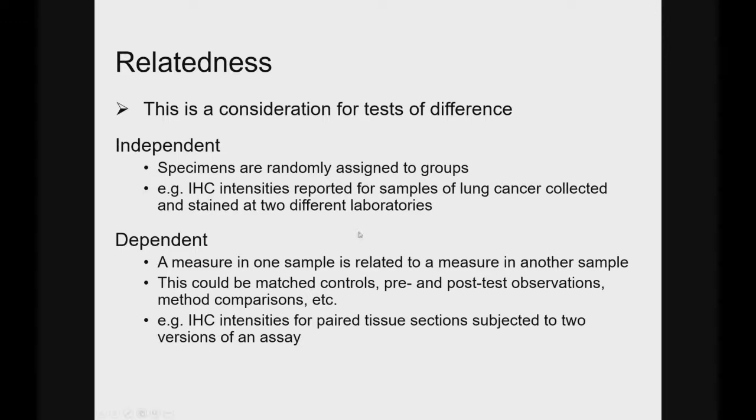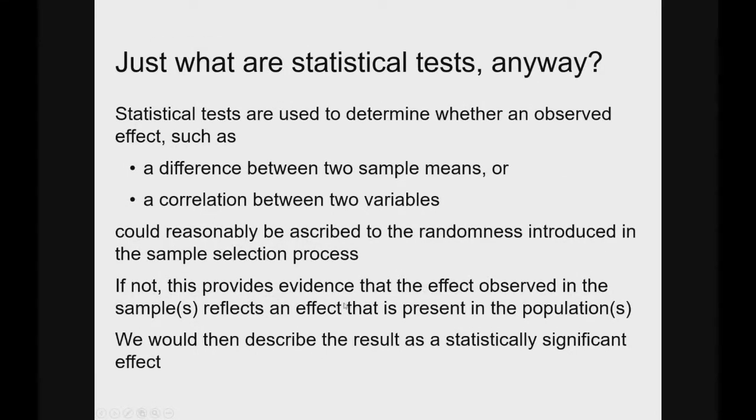And there's a lot of ways you could see this if you look at clinical studies and scientific studies. For us, in terms of IHC intensities, almost always the idea is going to be that we have these paired tissue sections subjected to two versions of an assay. I think probably 80% of the time, if you're looking at a dependent setting in the lab, that's what's going on, okay? Maybe you're looking at two different versions of an assay, and you choose to cut sections from each block and have a section from every block analyzed by both methods. So there's a clear relatedness there. So you have to choose the right test based on whether your data are dependent or independent.